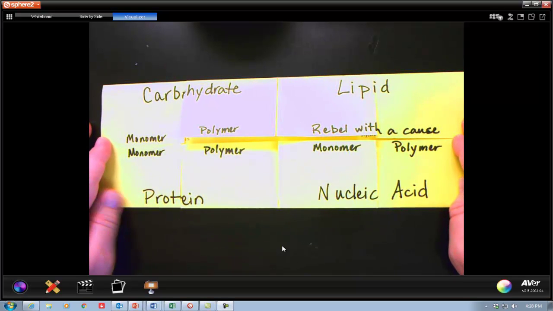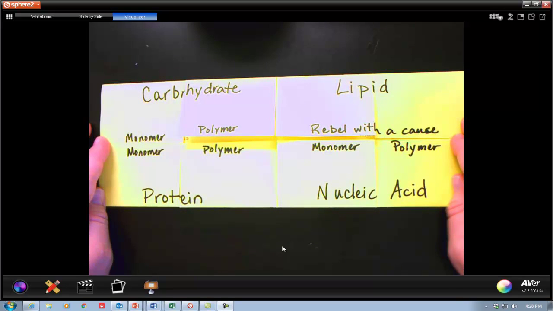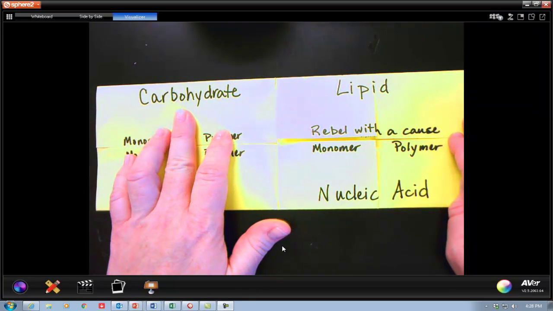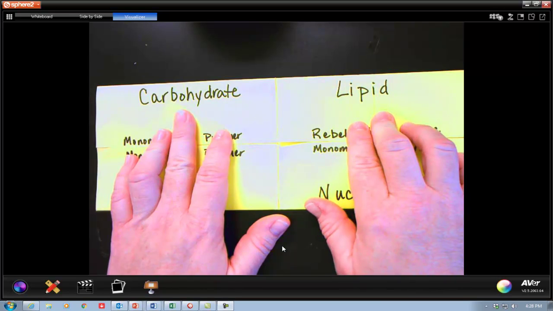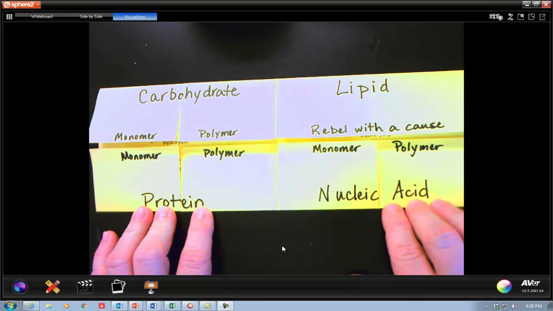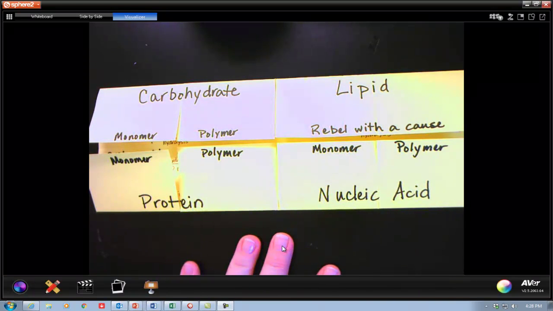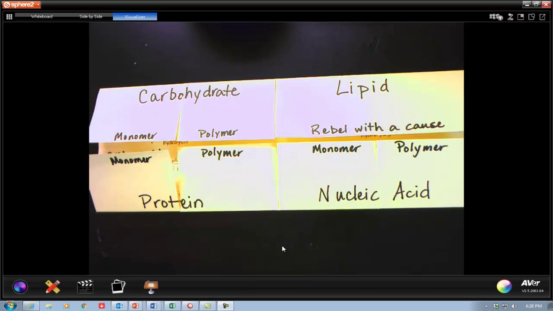Okay, so this foldable is very good about helping us to understand the parts that make up our four, excuse me, major biomolecules. So here we have our first biomolecule that's a carbohydrate, the next one lipid, protein, and nucleic acid. These are the four biomolecules that make up all living things. Plants, animals, fungus, whatever you can think of that is alive is made up of these four biomolecules. Bio meaning living, molecule meaning combined chemically.